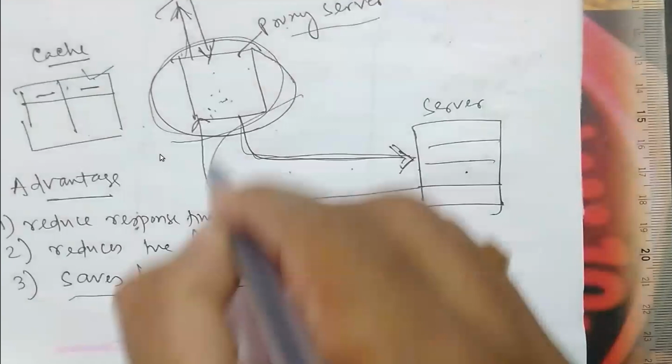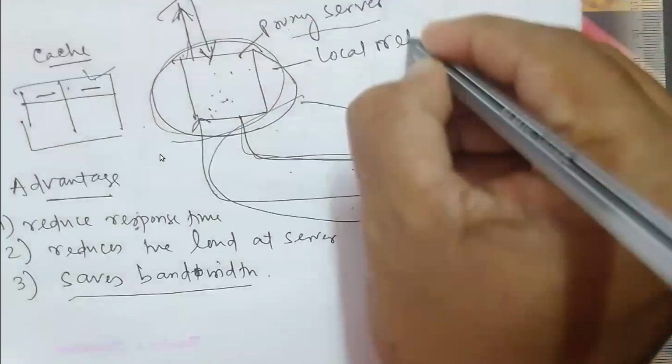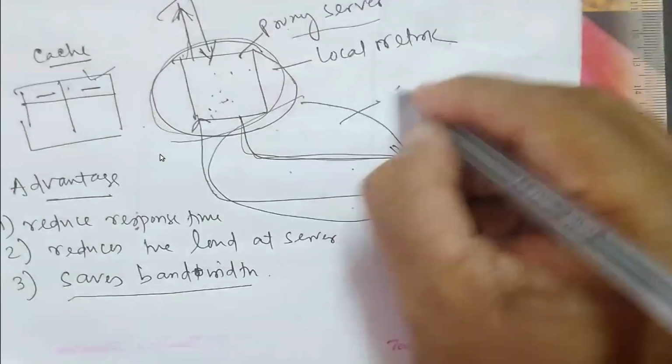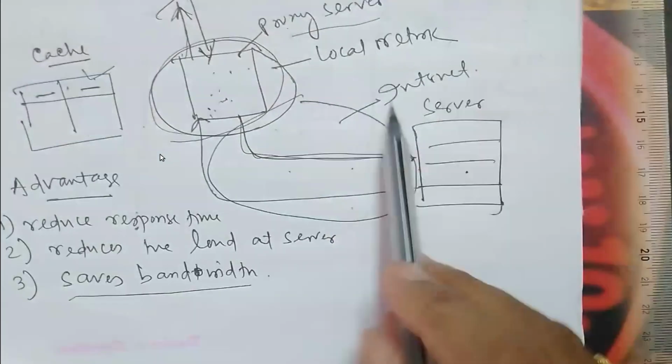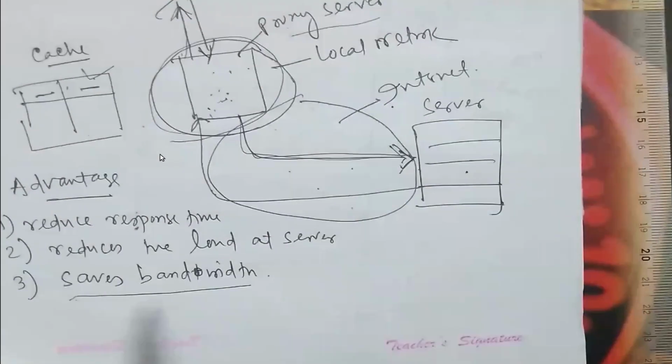Okay, this is my local part. This is my local area, local network part. This is the internet part. I'm not going to use the internet because my object is available in the local area network. So that's why, thereby saving the bandwidth. Okay, so these are some of the advantages I'm going to get if I'm introducing the cache.